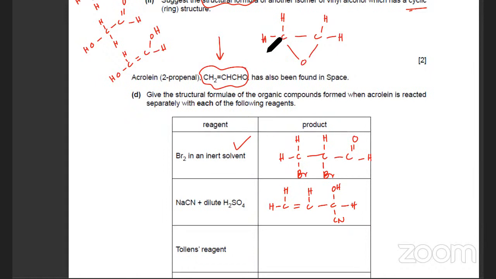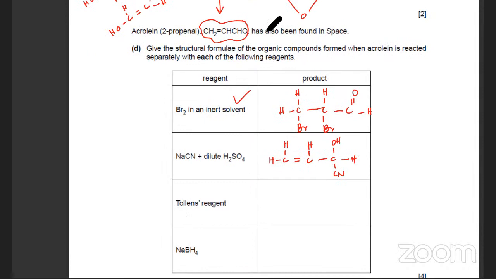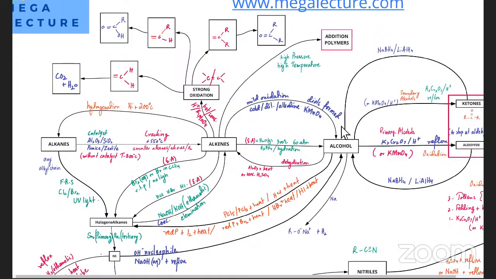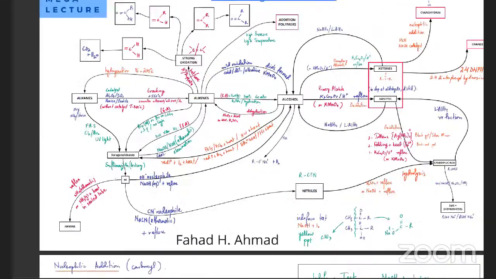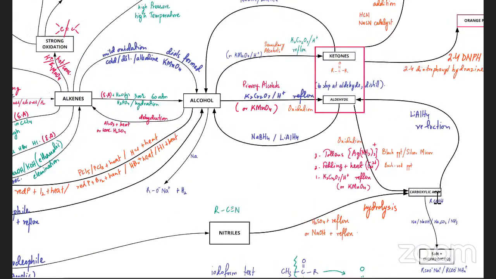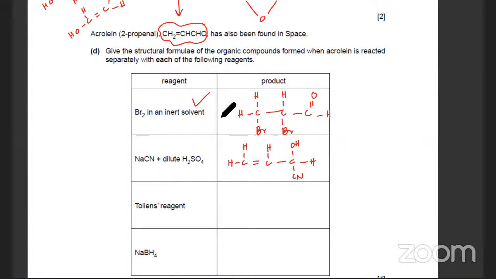So I've got an alcohol and a CN, this is a cyanohydrin. Then Tollens' reagent. Remember this, remember the chart. Where's the chart? Tollens' reagent is specifically for aldehydes turning into carboxylic acid. So you've got an aldehyde, it will turn into a carboxylic acid.